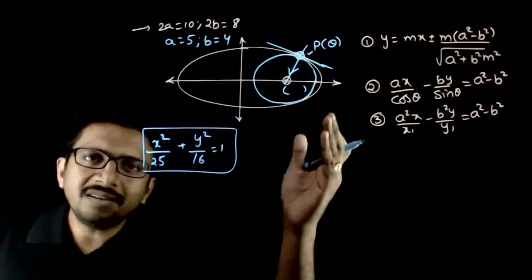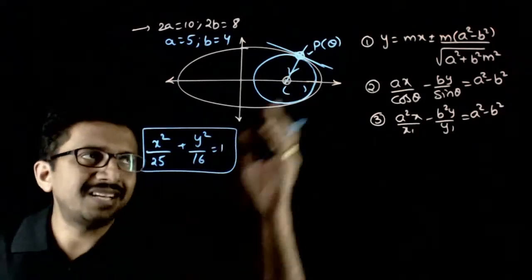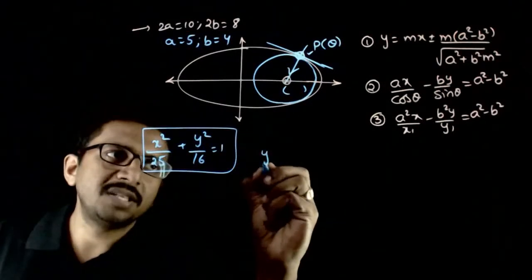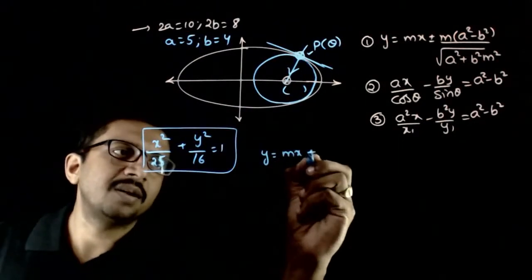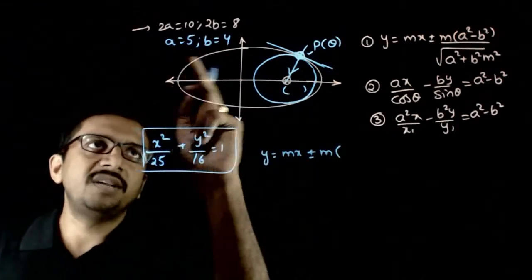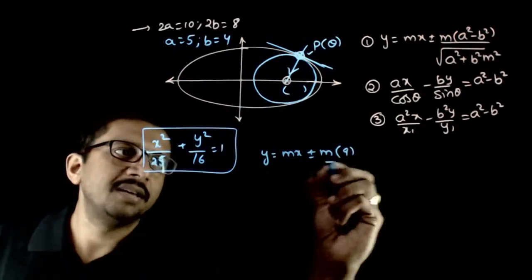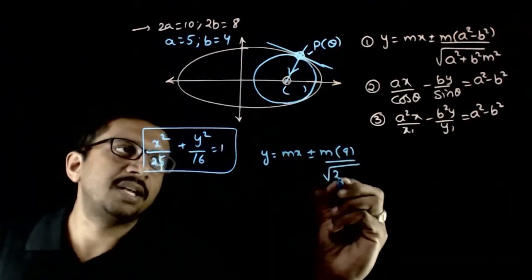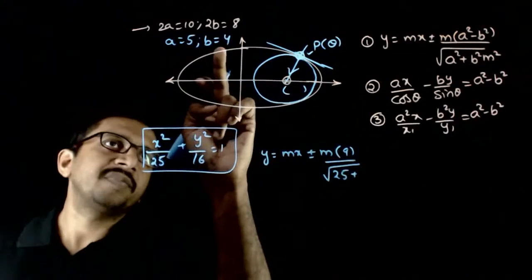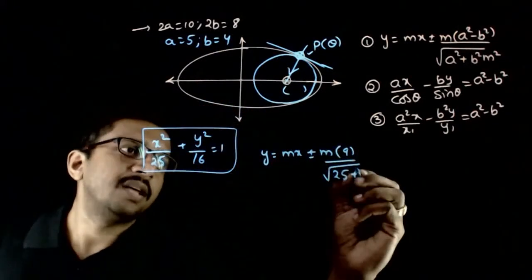Now let us take the equation of normal. Let us take any one of these equations. Let us take the slope form. So the equation of normal is y is equal to mx plus or minus m times a square minus b square, 25 minus 16 is 9, by root of a square, 25, plus b square, 16, m square.